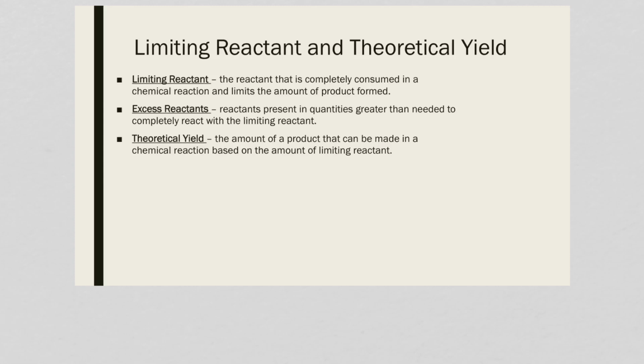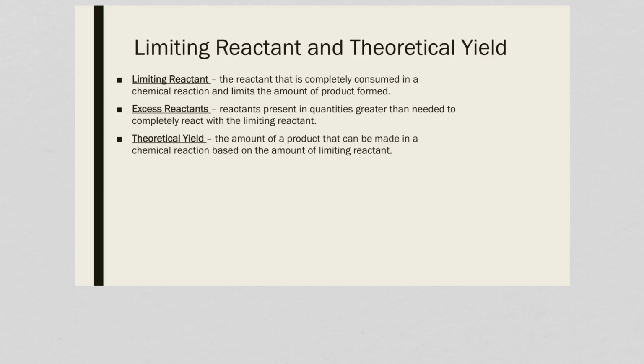So when we conduct a chemical reaction, typically one of our reactants will run out first, right? So we'll be doing the reaction. Let's say we have two materials that are combining. As soon as we run out of one of them, of course, the reaction will stop. And this reactant that runs out first is called the limiting reactant. And so we need to understand what this is in order to correctly do stoichiometry problems.